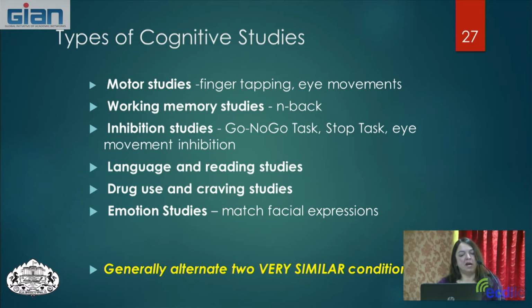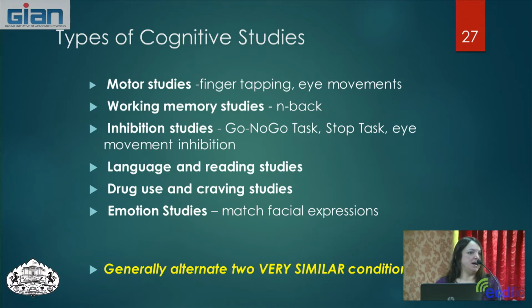Okay, so the types of cognition people have looked at using fMRI have been motor studies, and I gave you the finger tapping example. People have done eye movement studies. We're going to look at that a little bit. They've done working memory studies.